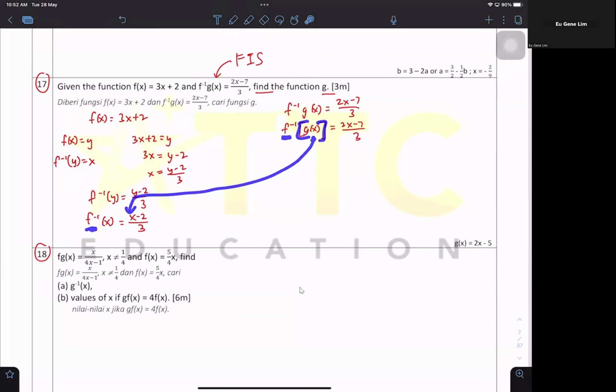Understand? You treat it as a number. So you sub this into the x. So the function becomes what? The function becomes GX minus 2 over 3. Understand? Do you understand how this step becomes this step?